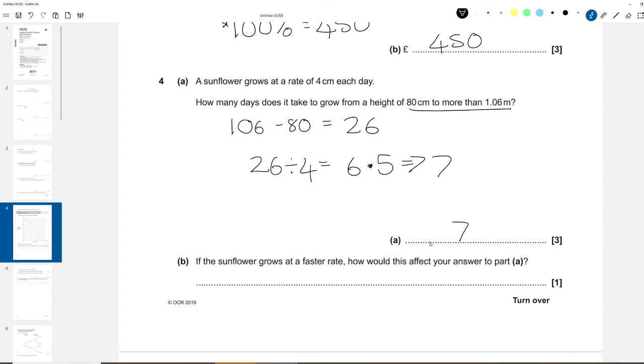Now with B, if the sunflower grows at a faster rate, how would this affect your answer to part A? So if you think about it, if it grows at a faster rate, what would happen? It would take fewer days. It would take fewer days to reach 1.06. Fewer days.